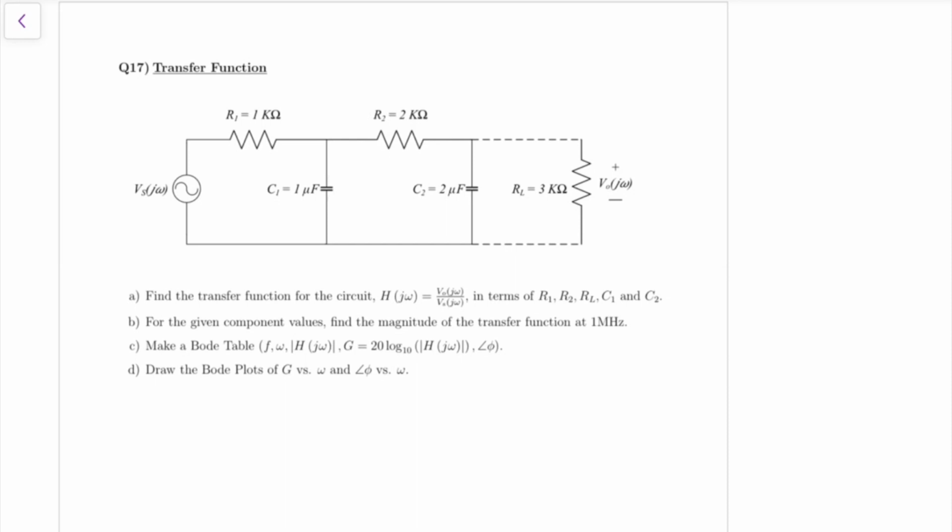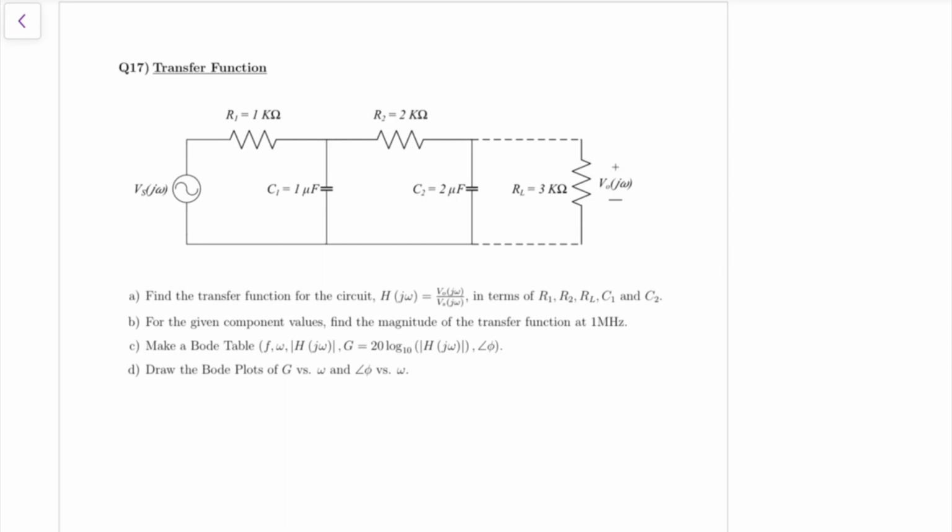Otherwise, you can consider it as an open circuit, which means that RL is infinite, so it's just a matter of, once we calculate the transfer function, substituting RL as infinite. But in this analysis, we are going to consider it as part of the circuit, so it's loading the circuit.